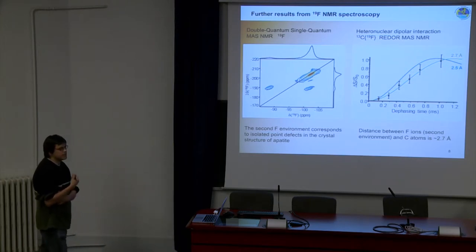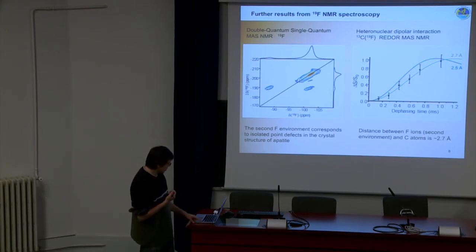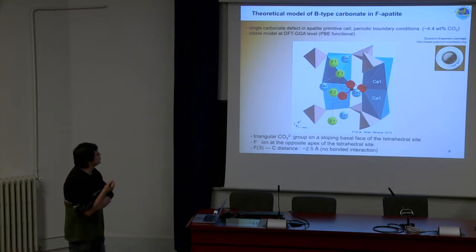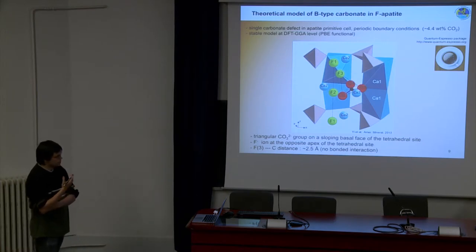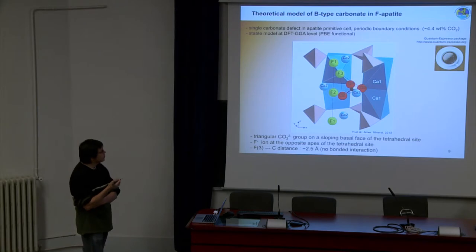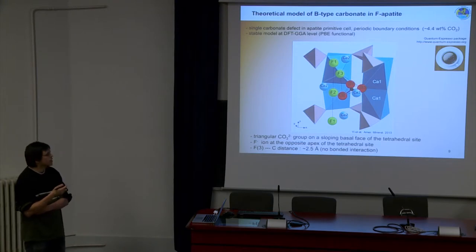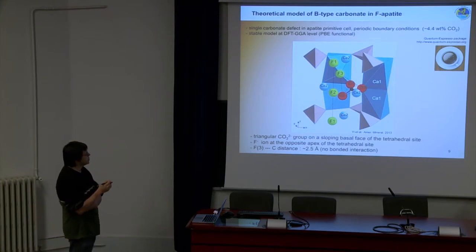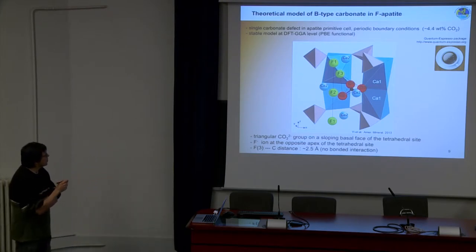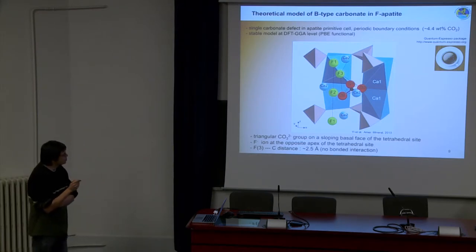So starting from this experimental observation, we tried to determine the molecular environment of carbonate from a molecular point of view. And to that purpose, we used some quantum mechanical modeling techniques that provide the total energy of the system for a given atomic configuration. Here, we have tested various atomic configurations, and I'm showing you the most stable one that corresponds to a stable defect arrangement in the apatite structure. And this is a stable one at the density functional theory level, using the Quantum ESPRESSO package.